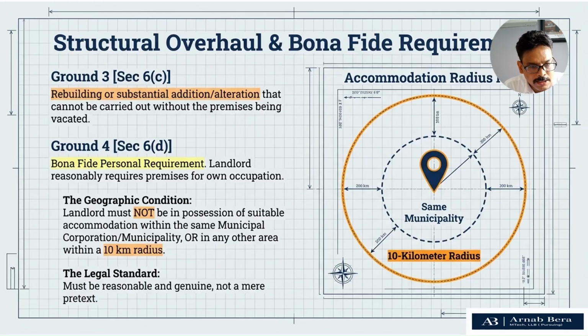Okay, but there is a geographical condition. The landlord must not have another premises in that particular locality, within a 10 kilometer radius. As I said, the legal standard must be reasonable and genuine, not a mere pretext. Some roadmap is given there, showing the 10-kilometer radius and the same municipality, where the landlord should not have another premises where he can stay.